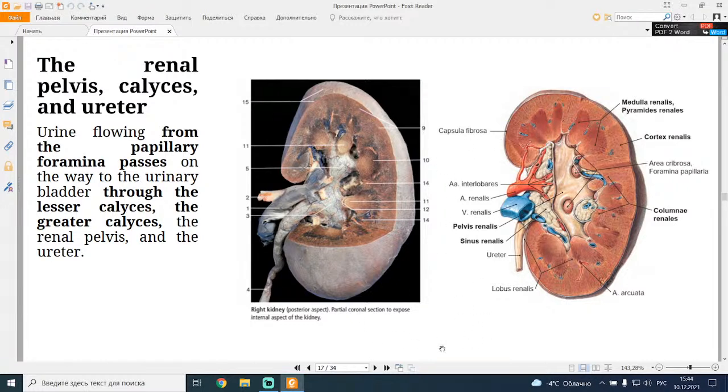Urine flowing from the papillary foramina passes on the way to the urinary bladder through the lesser calyces, the greater calyces, the renal pelvis, and the ureter. This is the lesser calyces, this is the greater calyces, this is the ureter. And you see the lesser calyces.